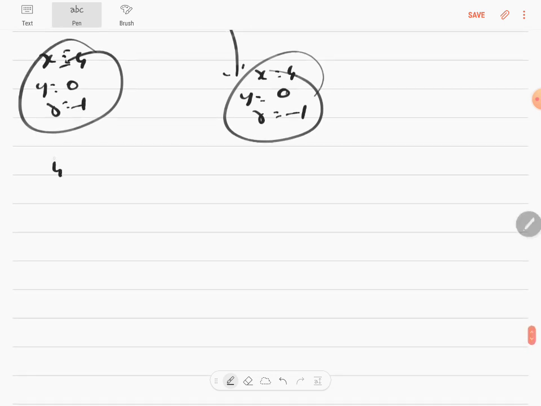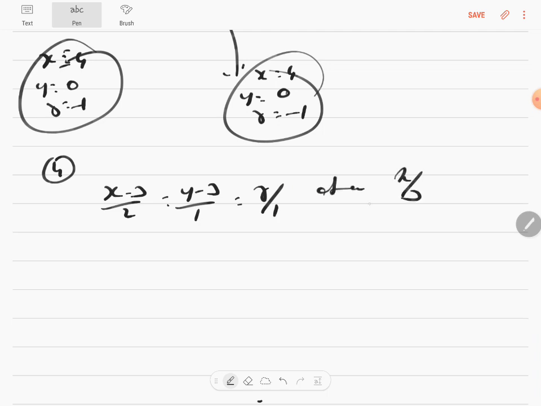Example 4. Find the equation of the two lines through the origin which intersect the line x minus 3 by 2 is equal to y minus 3 by 1 is equal to z by 1 at an angle pi by 3. The two lines are passing through the origin and they are making an angle pi by 3 with this line.